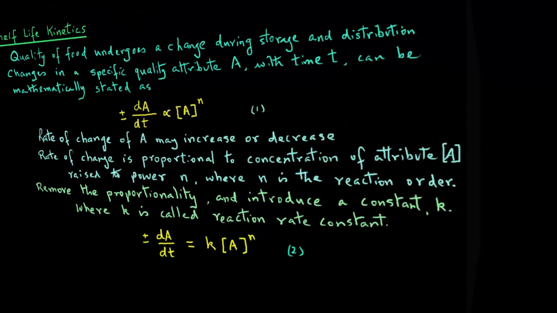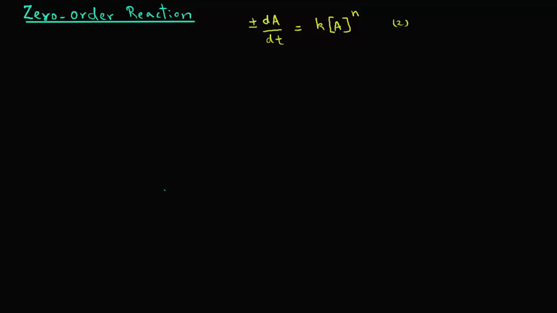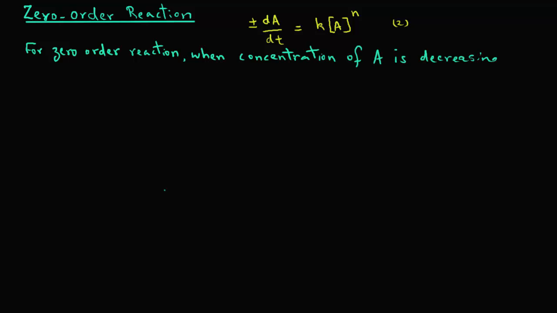Now let's look at those reactions that follow a zero-order kinetics. So we have our general rate equation that we earlier obtained as equation 2, that is plus minus dA over dt equals k times the concentration of A raised to power n. Then for zero-order reaction, when the concentration of A is decreasing, then we can write minus dA over dt equals k. Since n will be 0 in equation 2 and A raised to power 0 will be 1.